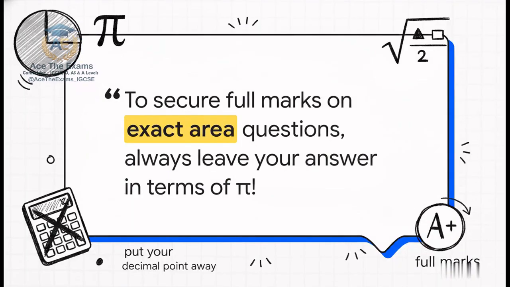Before we wrap this up, I really need to burn this examiner strategy into your mind. Sometimes a question will ask for the exact area of a shaded segment. The moment you see that word exact, put your decimal point away. To secure full marks on these exact area questions, you must leave your answer in terms of pi, or as surds and exact fractions. If you round early, you immediately drop out of the top mark band.